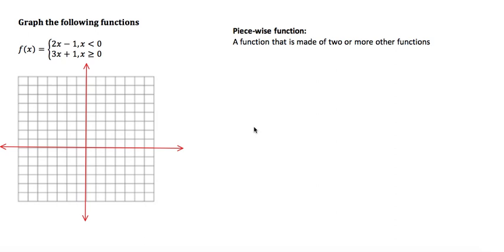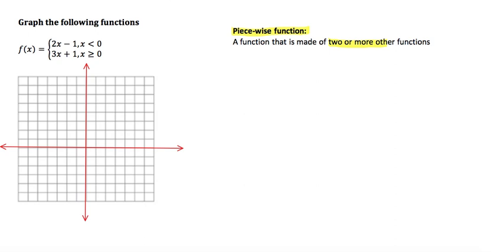We continue our study of functions with piecewise functions. So let's get at least a layman's definition here for what a piecewise function is. A piecewise function is a function that is made up of two or more other functions. So it's still a function. It follows all the rules of what a function is, but it's just a special case that we need two or more functions to describe it.